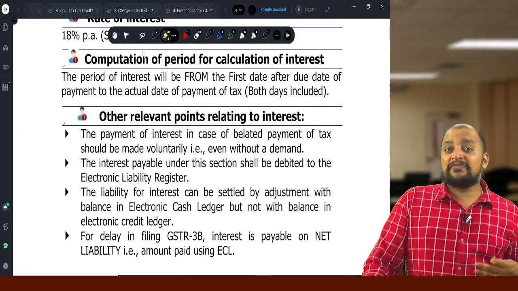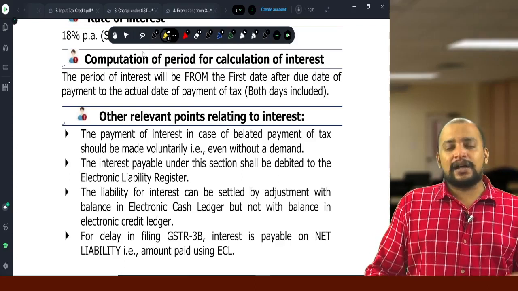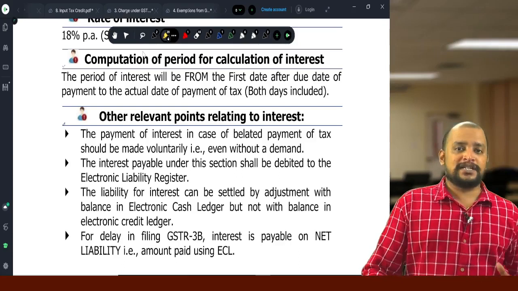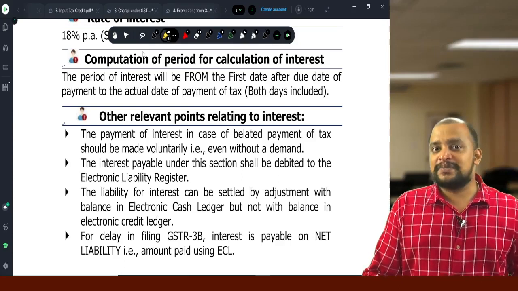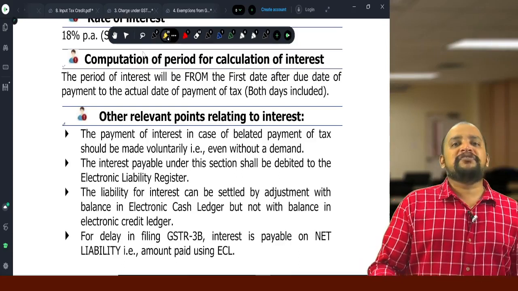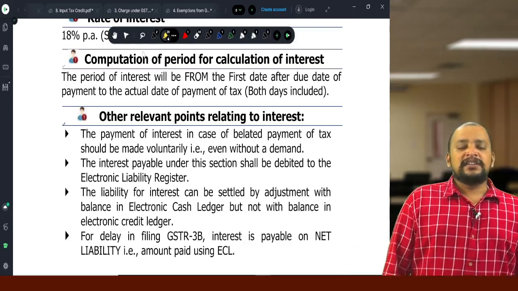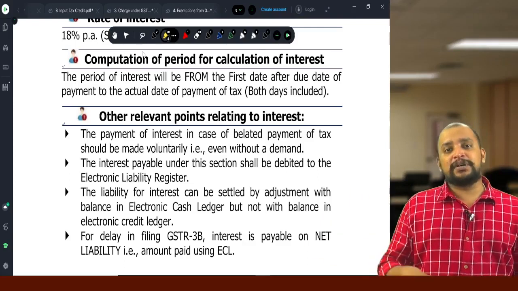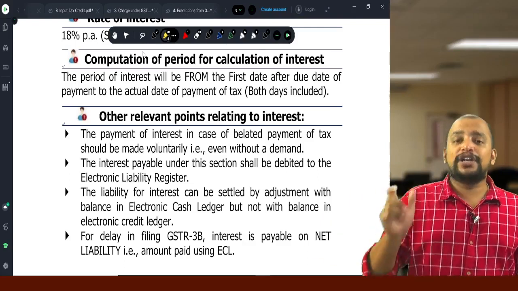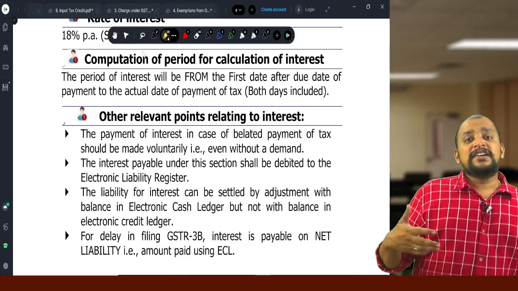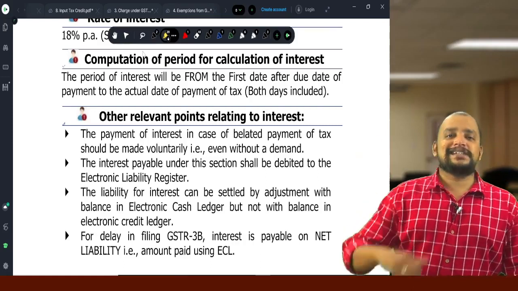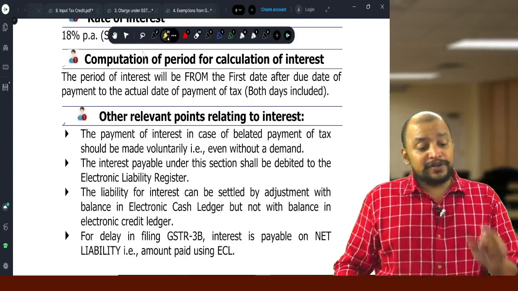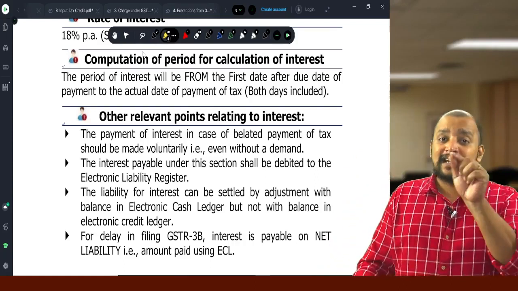And for delay in filing 3B, interest is computed, but that interest is computed on the net liability, not on the gross liability. For example, GSTR 3B of August needs to be filed by 20th September. Suppose it is not filed by 20th September and is filed by 30th September, then we need to compute interest for the 10 days, because we pay tax at the time of filing GSTR 3B. Whenever we file 3B, only at that time do we pay tax.